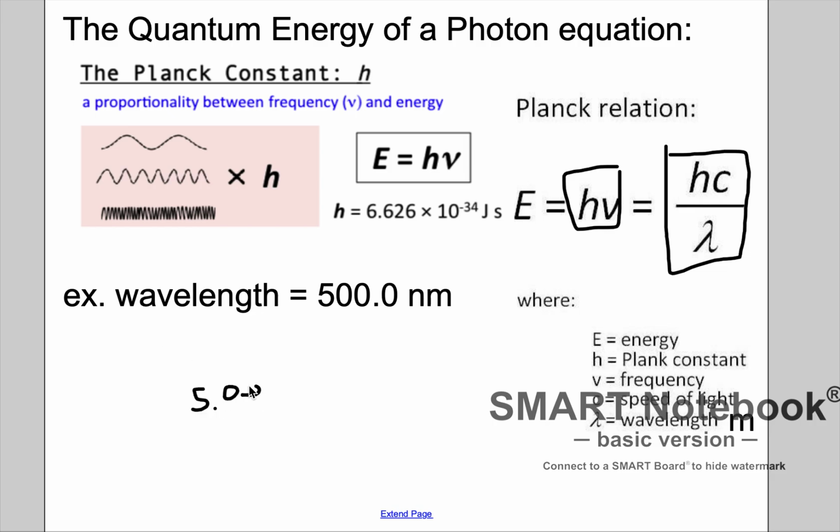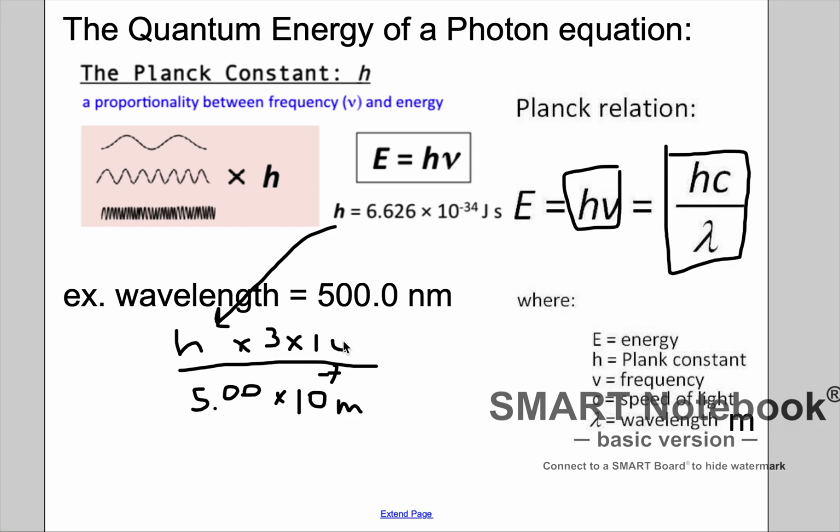5.00 times 10 to the negative 7 meters. That's a 7. All right, so there's my wavelength. And then I have h. I'm not going to type that in, I'm just going to leave it as h. The h is right there. And then I have c, which is 3 times 10 to the 8 meters per second.